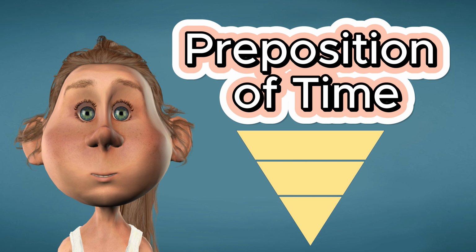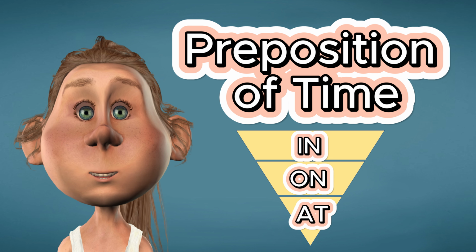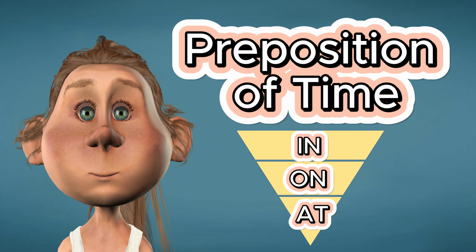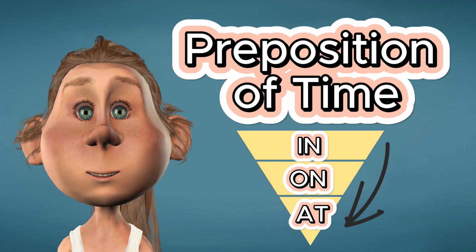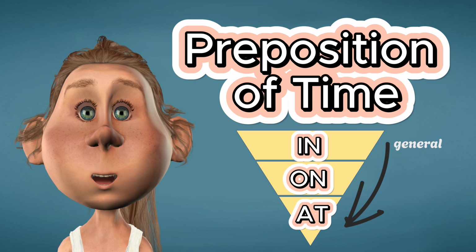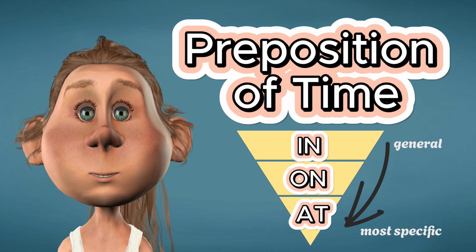In this inverted pyramid, we have the 3 prepositions of time: in, on, and at. As you can see, this is an inverted pyramid because these 3 prepositions of time come from general to most specific. In, we use it as general, like time expressions. And on is a little general, and the at is the most specific among them.